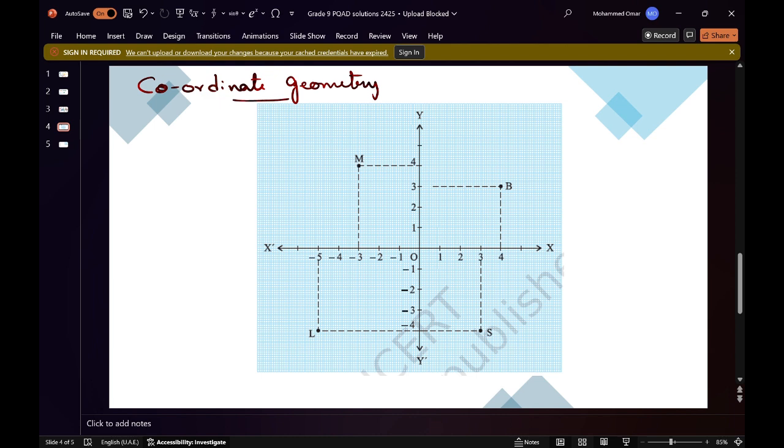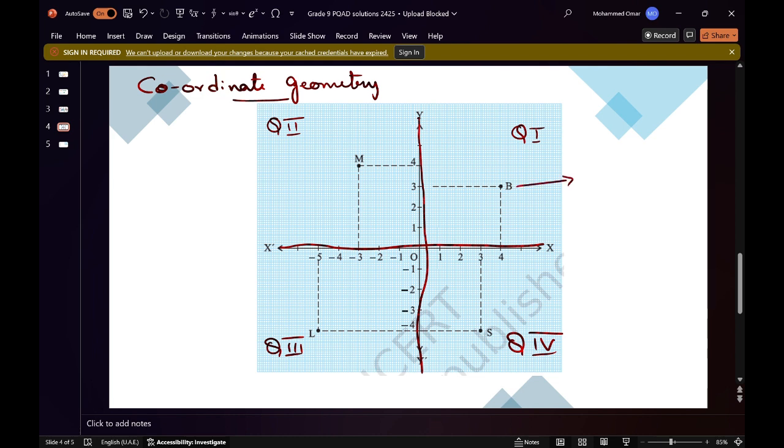So we already know that a coordinate plane is divided by two coordinate axes, x-axis and y-axis, and this x-axis and y-axis divide the plane into four quadrants. So this is quadrant 1, this is quadrant 2, this is quadrant 3, and this is quadrant 4. Is it right? If you take any point, for example this point, it has two coordinates. The first one is the x coordinate and the next one is the y coordinate.